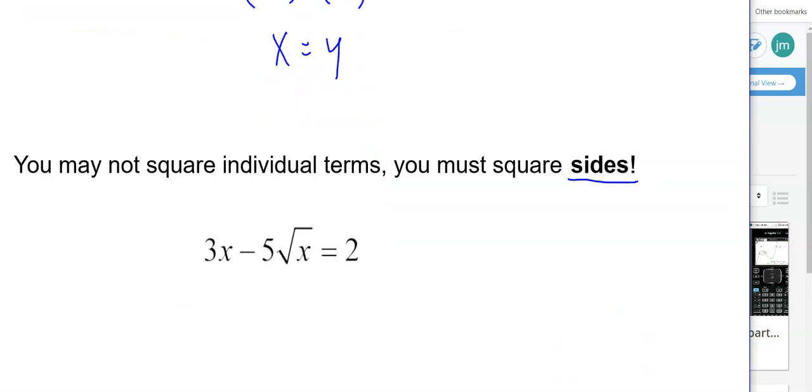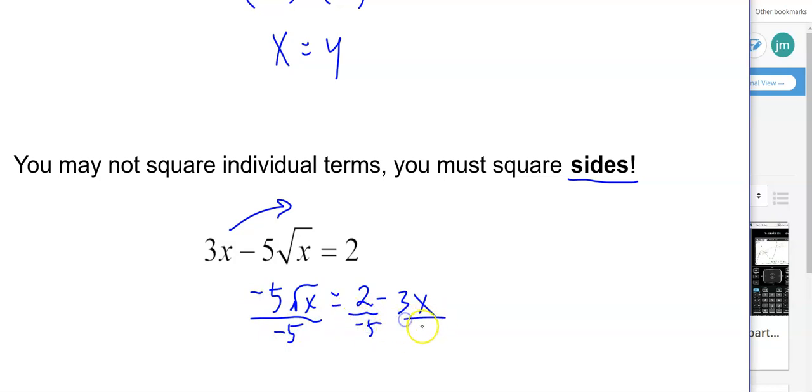So this one, let's try to isolate this. I don't like that, it's got a lot going on. So we've got to get the 3x over to the other side. So we get negative 5 square root of x equals 2 minus 3x. I guess we divide by negative 5. Wow. So divide by negative 5. I'm going to divide each term by negative 5.